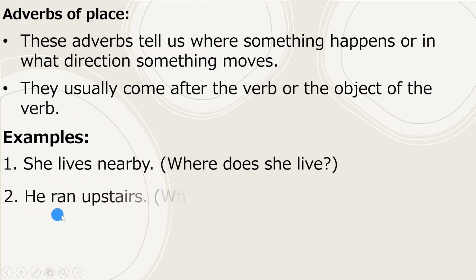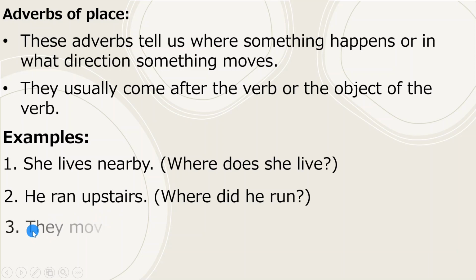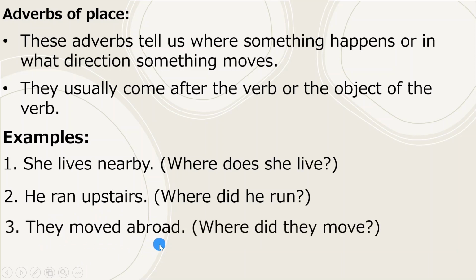Then number two, we run upstairs. Upstairs is the adverb of place because it is telling us where the direction they ran to was. It was upstairs, like they were going up. Then number three, they moved abroad. Abroad here becomes an adverb of place because it is telling us where they moved. The direction, it was actually abroad.